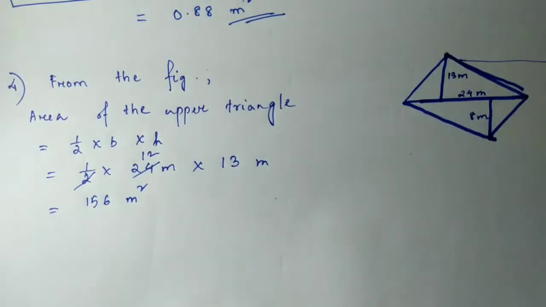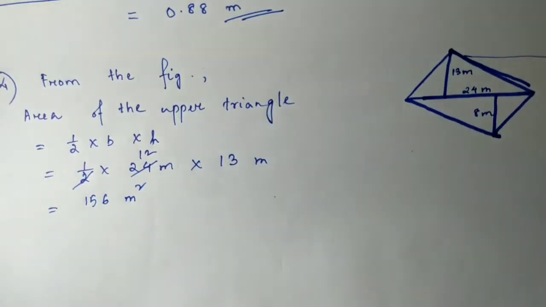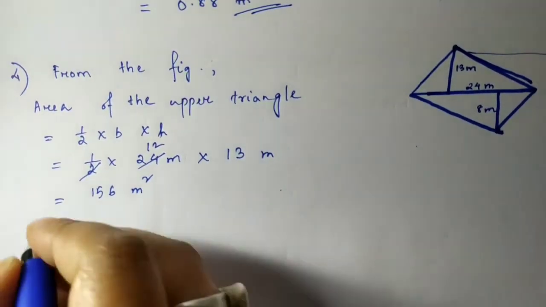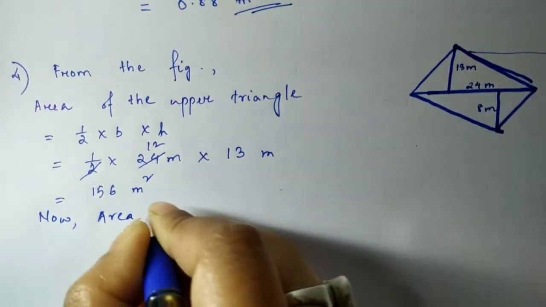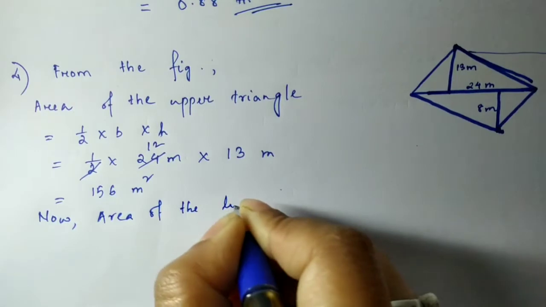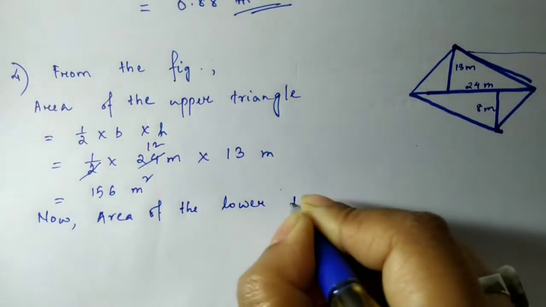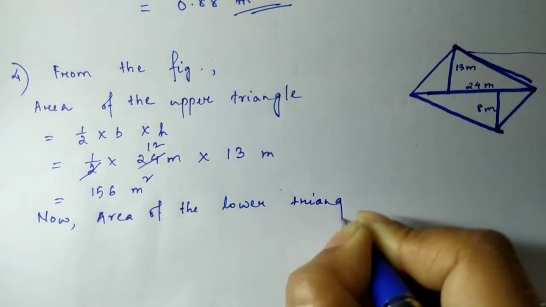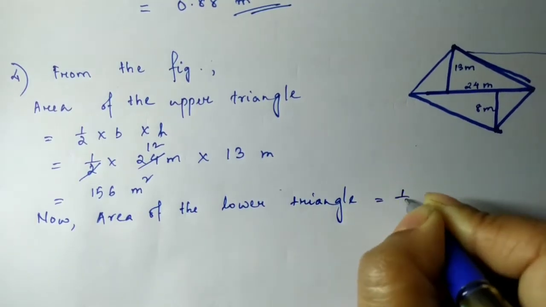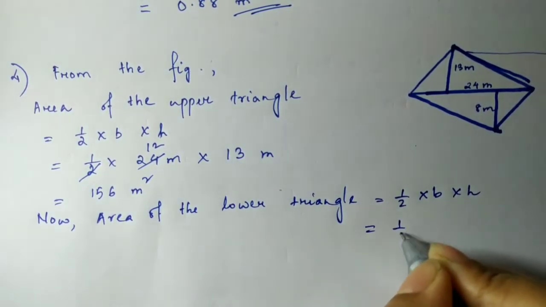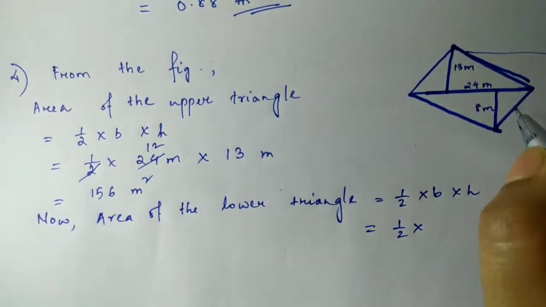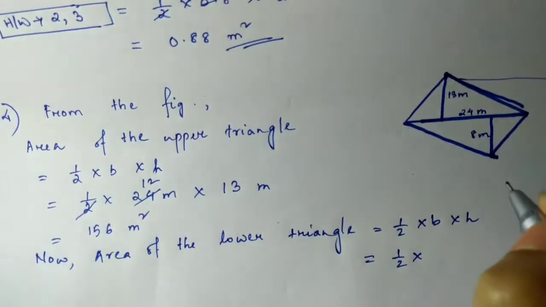Now I'll take the second triangle, that is the lower part. The area of the lower triangle will be the same formula, half into base into height. Here the base is again the same, because if we tilt the triangle, this is the base.